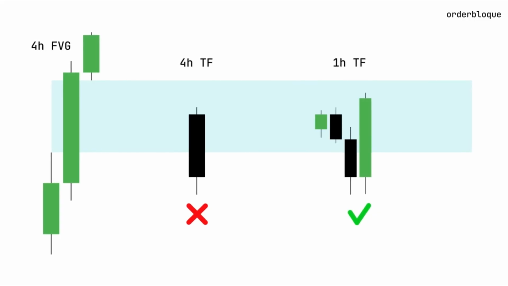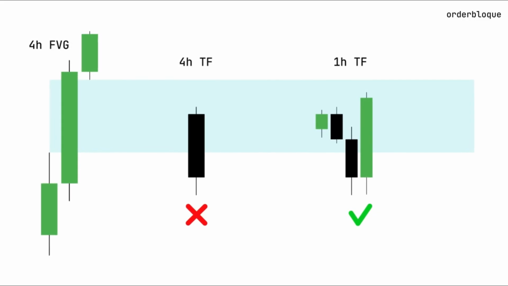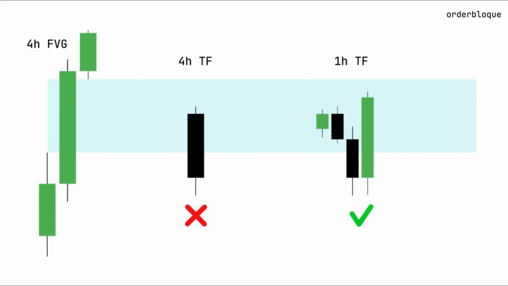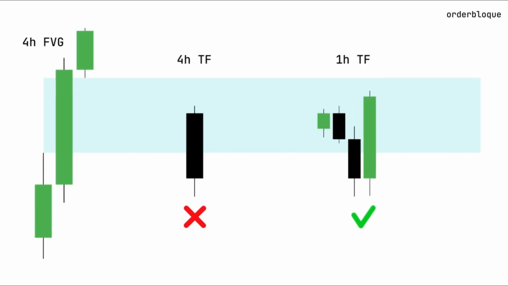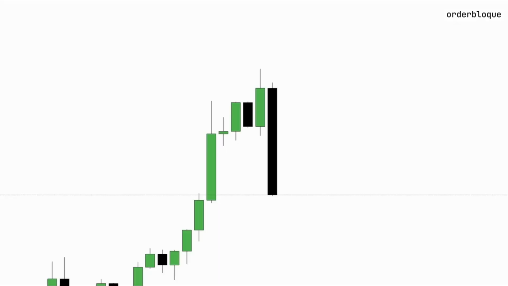On the same time frame, the price cannot close below, but on a smaller time frame, it can. Therefore, it's important to pay attention to the timing of candle closures. I think this is clear. The first example from real charts looks as follows.